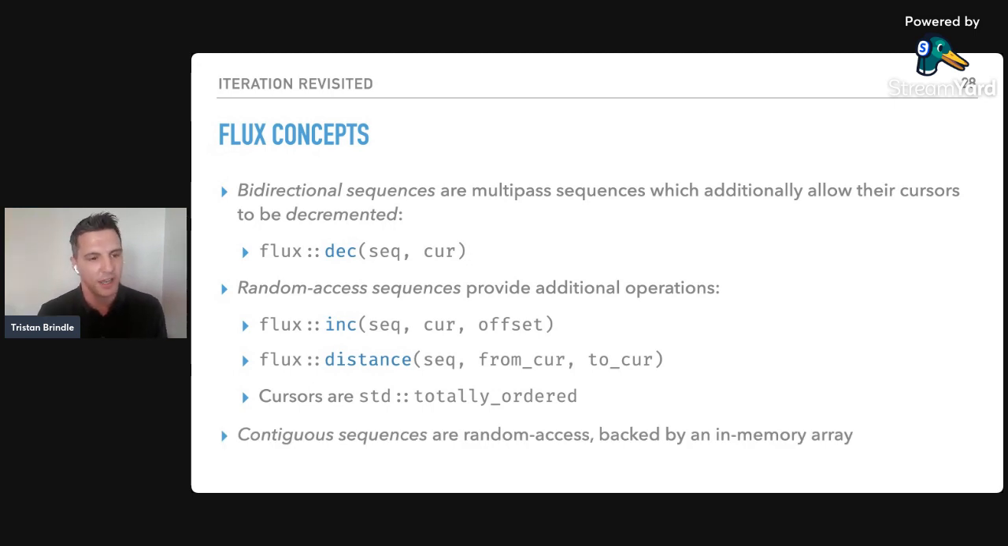There are also contiguous sequences. These are the equivalent of contiguous ranges. They allow us to do low-level optimizations, things like memcpy, on contiguous memory-backed sequences.